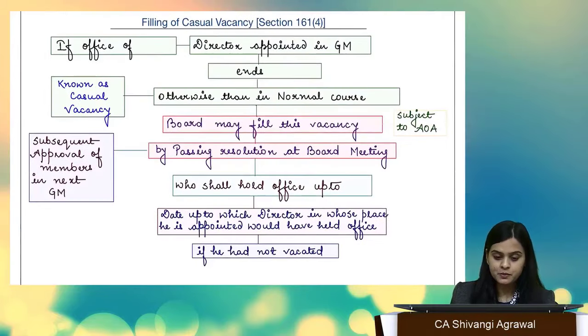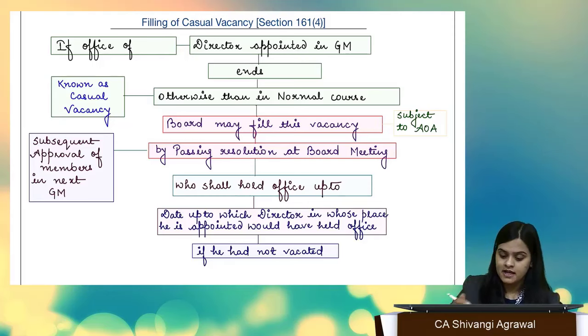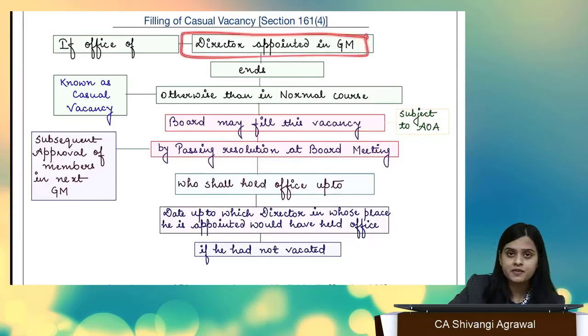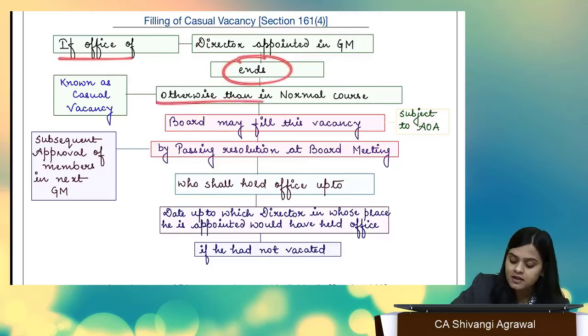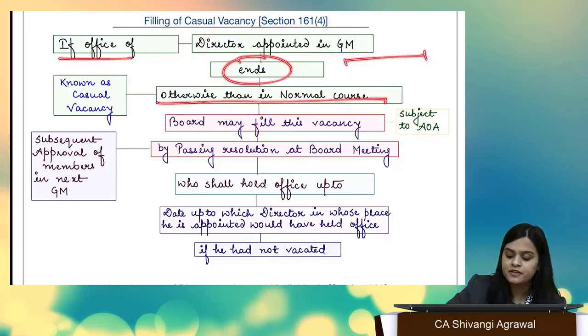Then we have casual vacancy. Casual vacancy is not like intermittent vacancy. It is for the director appointed by the shareholders in general meeting, and not for a director appointed by the board or any other manner. Supposedly his office ends otherwise than in the normal course. He was appointed for a tenure of 5 years, but before 5 years only, after the expiry of 2 years, he dies. This is a casual vacancy.